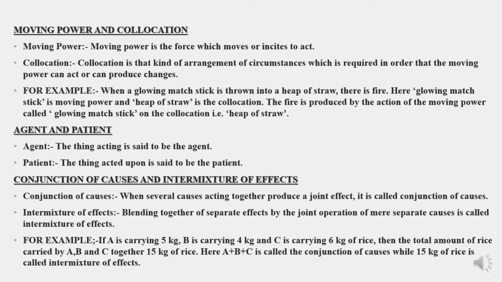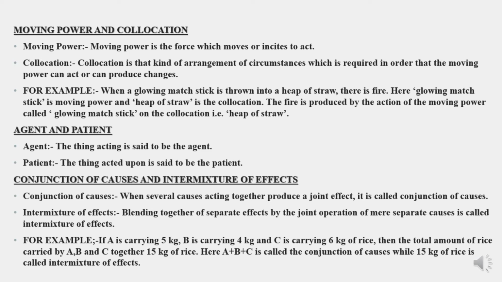Next, I shall discuss the conjunction of causes and the intermixture of effects. What is conjunction of causes? When several causes acting together produce a joint effect, it is called conjunction of causes. On the other hand, what is intermixture of effects? Blending together of separate effects by the joint operation of separate causes is called intermixture of effects.